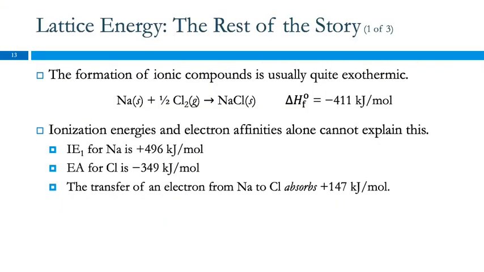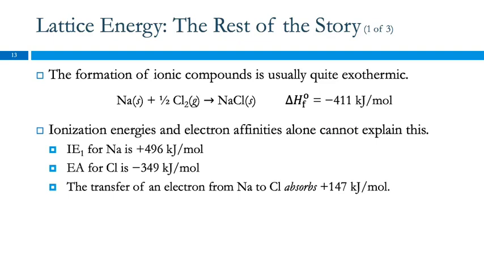So someone asked about energy. Well, when you form an ionic compound, it's generally quite exothermic. A lot of energy gets released. We just got done studying thermochemistry a little bit, and so here we've got sodium and half of a chlorine, a mole of sodium, half a mole of chlorine makes sodium chloride. And we can look this up. The heat of formation for that is -411 kilojoules per mole.